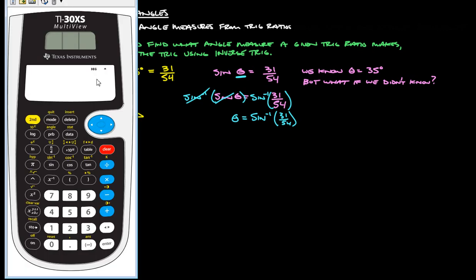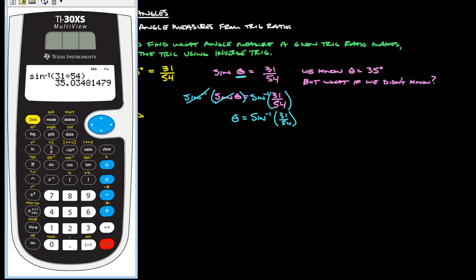So if you get your calculator out, we want to put this into our calculator. Now we're used to pushing sine, but if you look right above sine, there's sine to the negative first. So what we do is do second sine, and that gives us inverse sine. Okay, so whenever we're looking for an angle, we're always going to do inverse sine. Okay. So sine to the negative first of 31 over 54. So now we do 31 divided by 54. And we take the inverse sine of that, and there's our 35 degrees that we already knew.